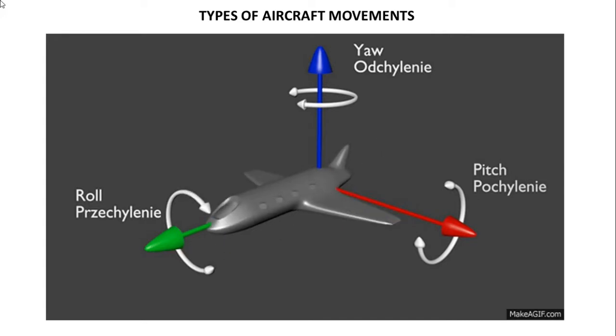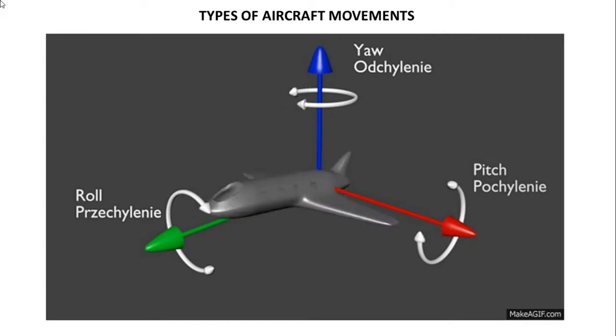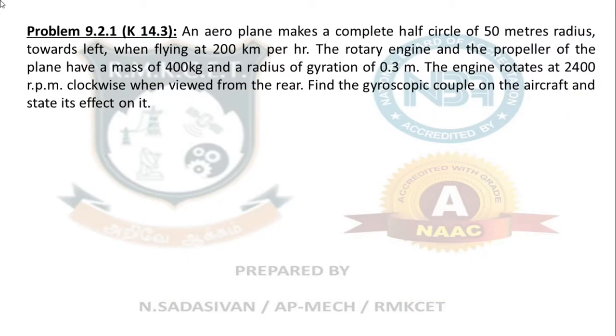Now we will see the first problem. We are going to see only one problem on aircrafts because aircraft and ship are almost exactly similar. So this is your first problem on aircraft. An aeroplane makes a complete half circle of 50-meter radius. So this 50 meter is the path in which your aircraft is traveling. Let us say this is an aircraft and it is going to make a half circle, and the radius of this half circle is 50 meter, the path radius. It is 50-meter radius towards left when flying at 200 kilometers per hour.